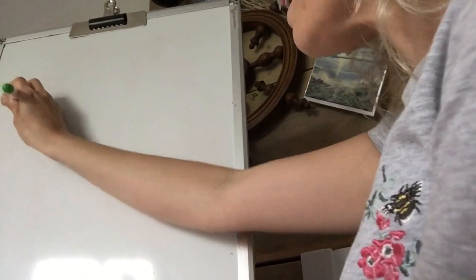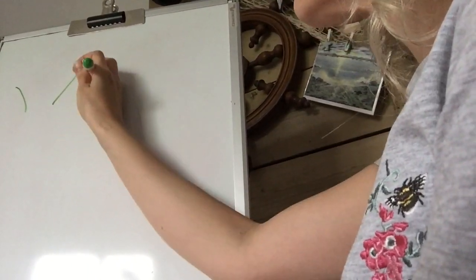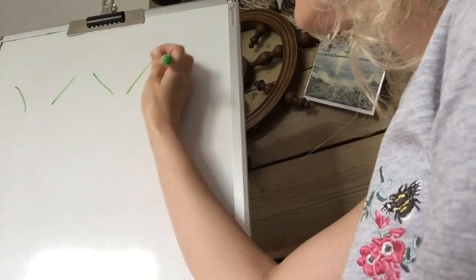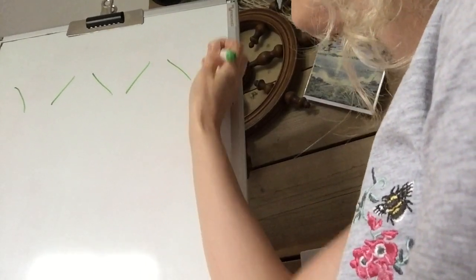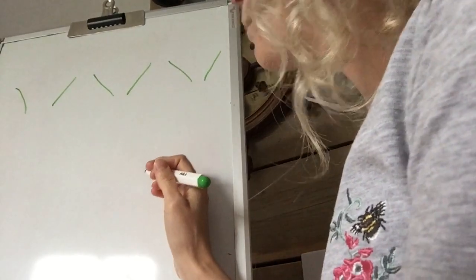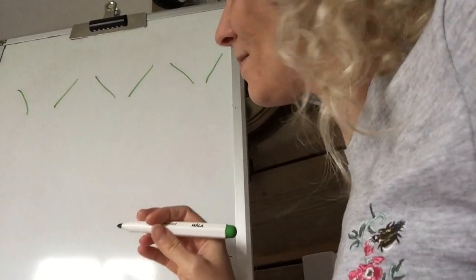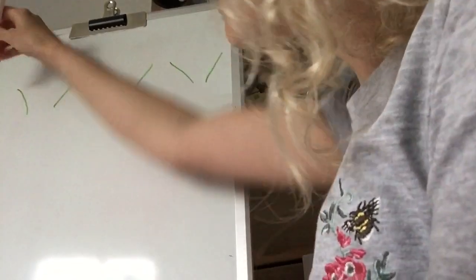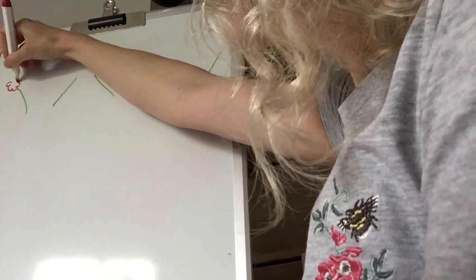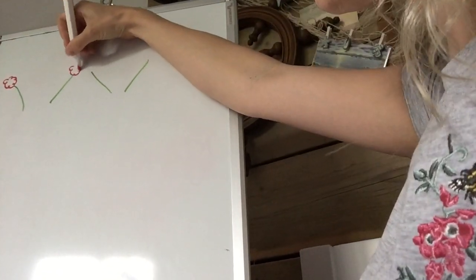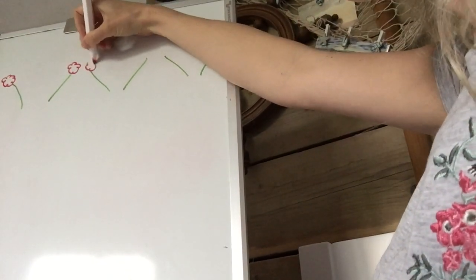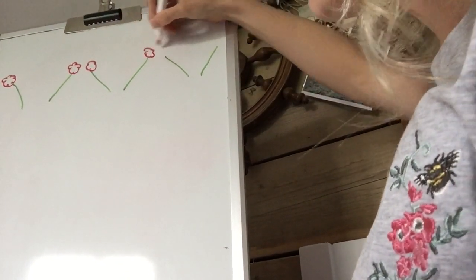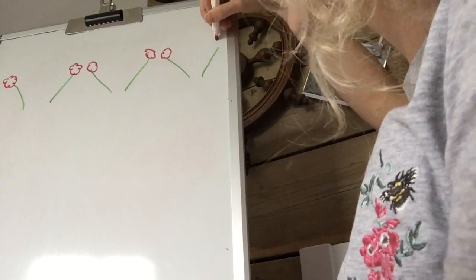So down. Up. Down. Up. Down. I've made them look like stems, flower stems. Could draw little flowers on the top of those. Oh, looks like a little garden.